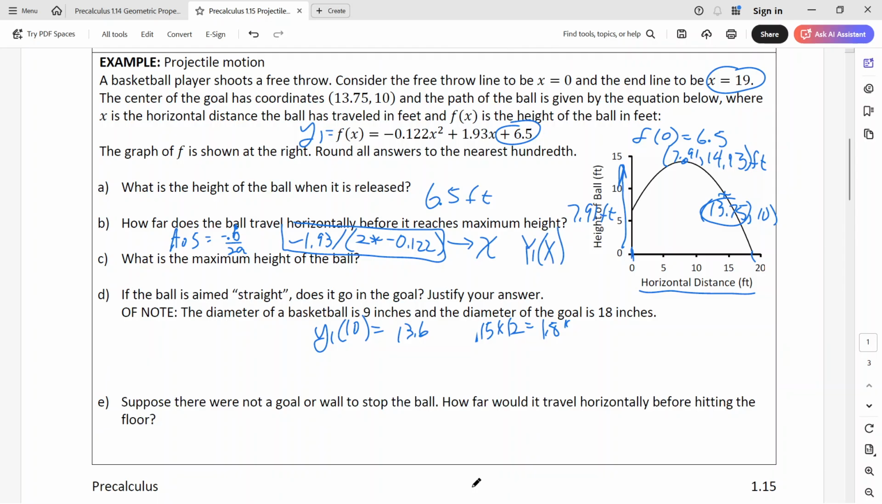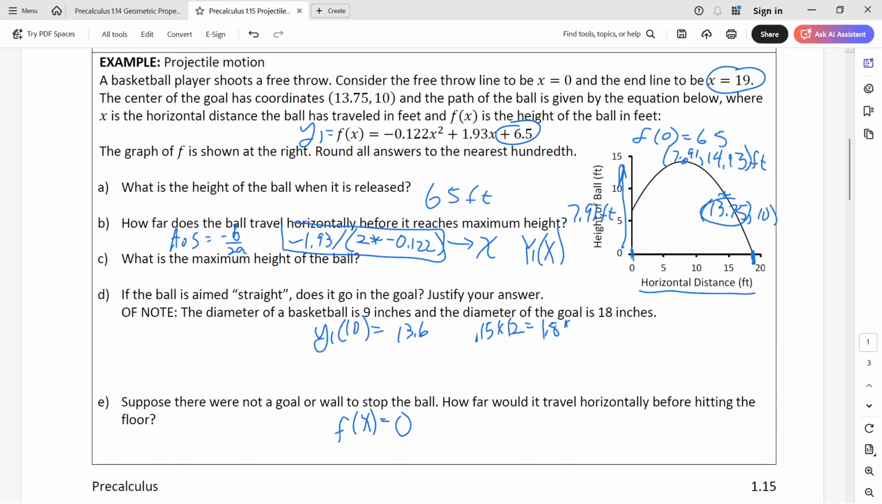So suppose there were no goal or wall to stop the ball. How far would it travel horizontally before hitting the floor? So it looks like it would hit somewhere near the end line, but the way that we find out is we ask, what is the x value that makes this work out to 0? What is the x value over here that makes the y value 0? So we're asking what input does that.